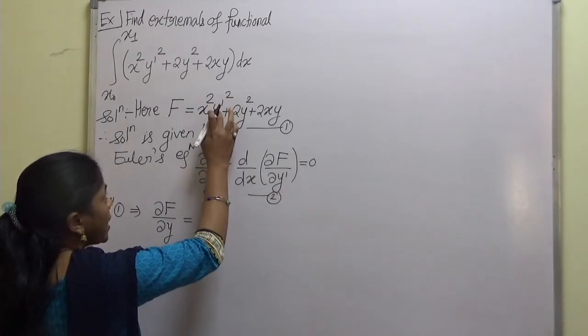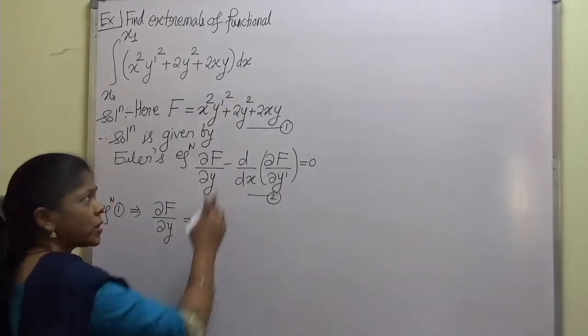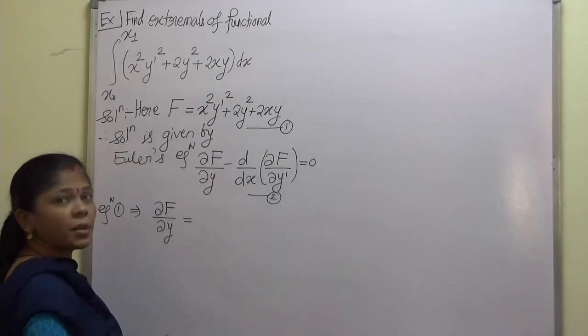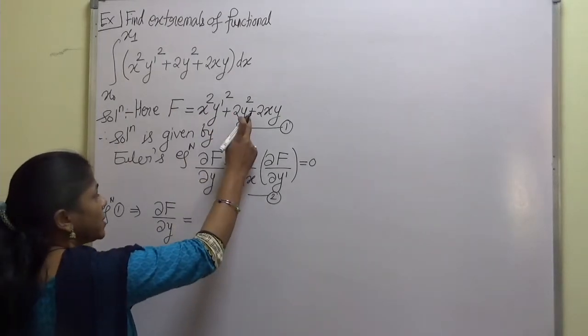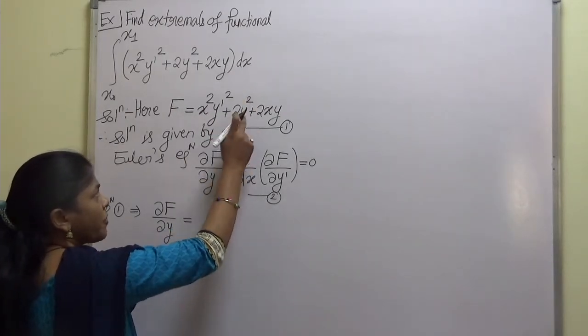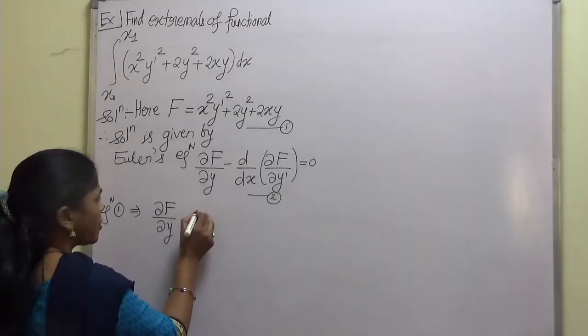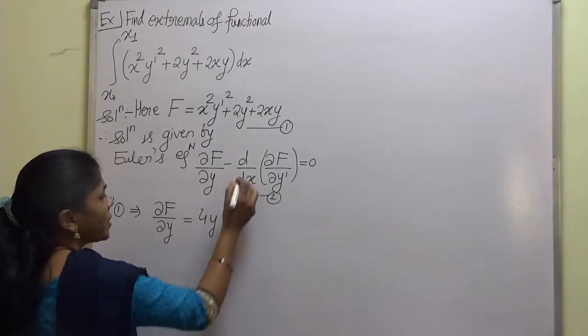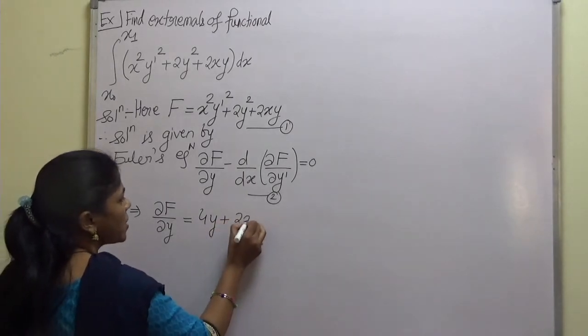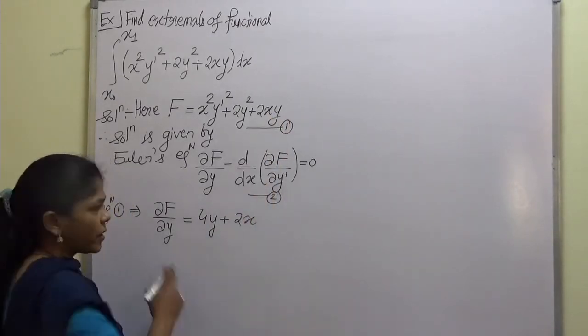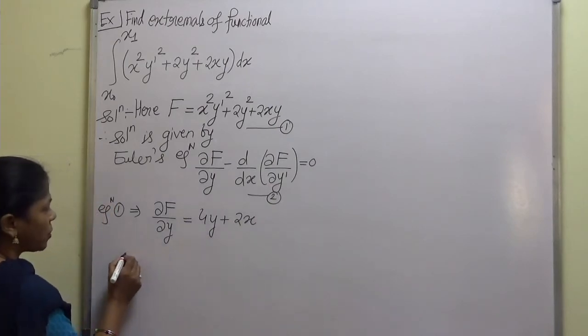So x is a constant, y dash is also constant, that's why derivative of first term is 0. Then plus, now with respect to y, derivative of y square is 2y, so it will become 4y, right? Then plus 2x constant, derivative of y is nothing but 1. So this is a derivative with respect to y.